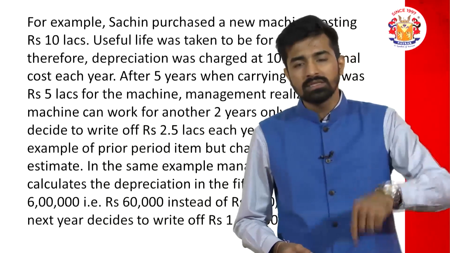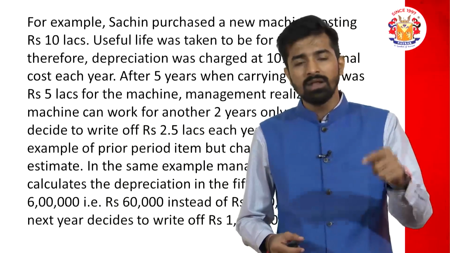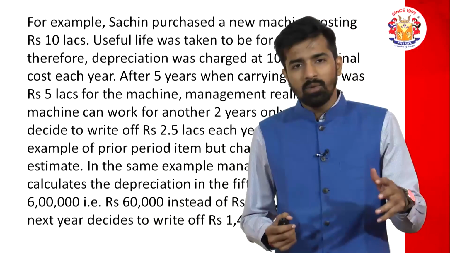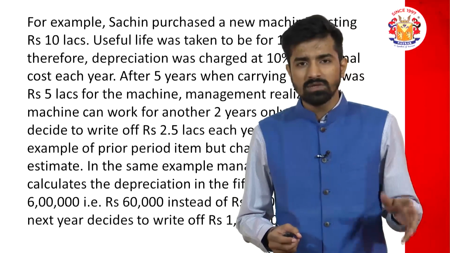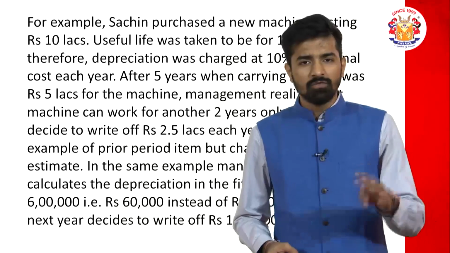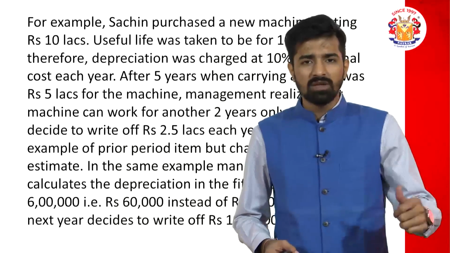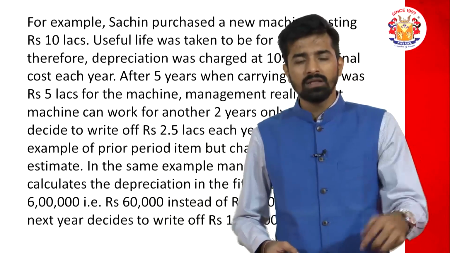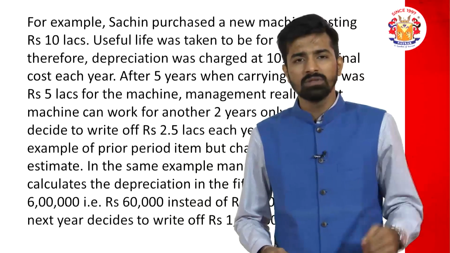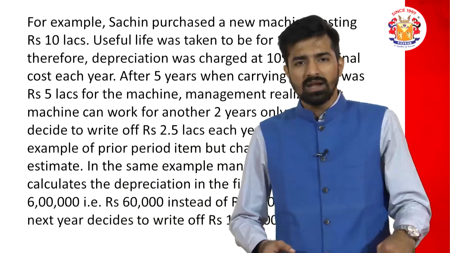So basically, this is a prior period item. Why? Because you have made an error or omission. You had to provide 1 lakh, you provided only 60,000. This is an omission of 40,000 rupees. So 40,000 you have made an error or omission in the previous year, which has arisen in the current year, because you have to provide depreciation, you have to bring down the carrying amount. So which is arising in the current year.